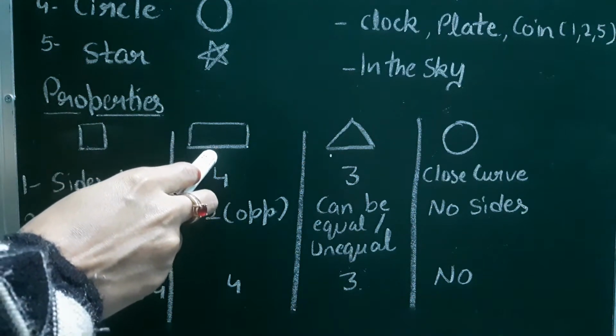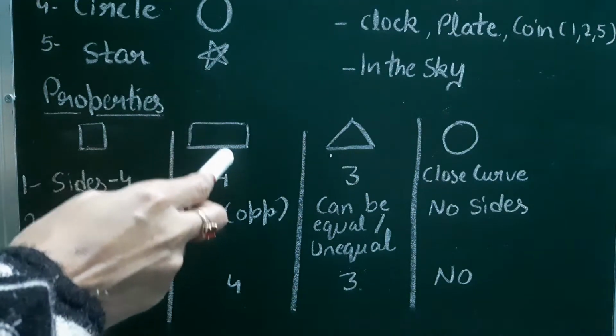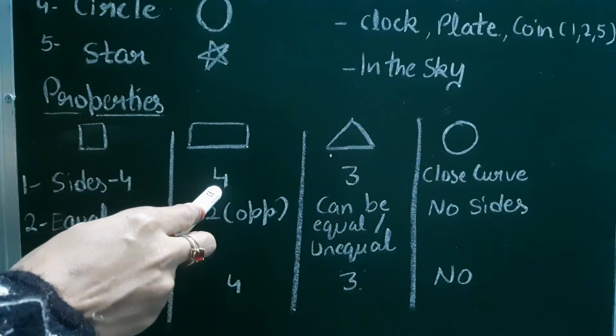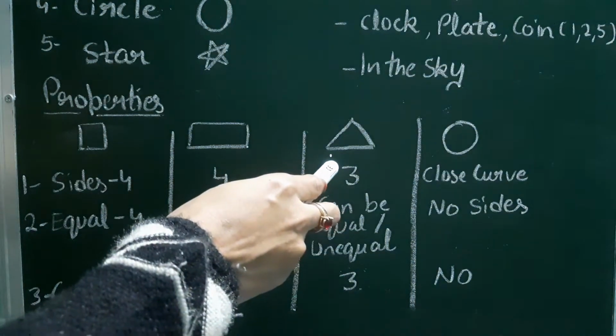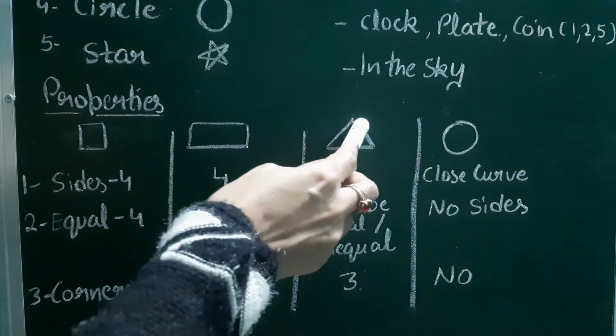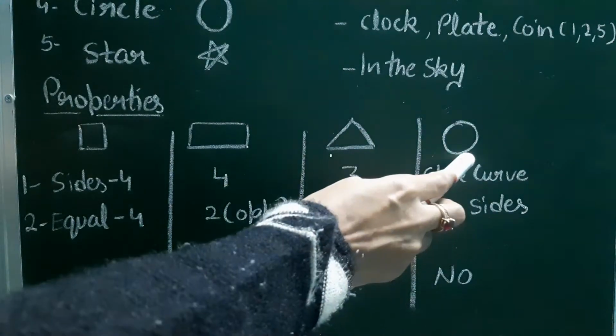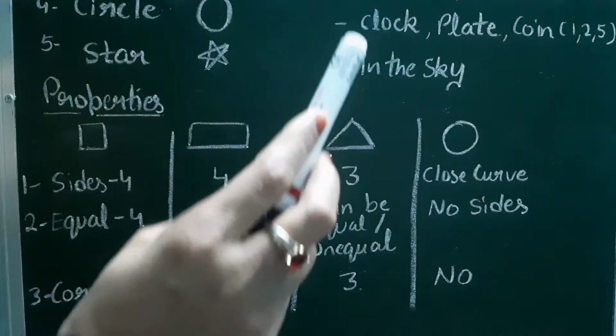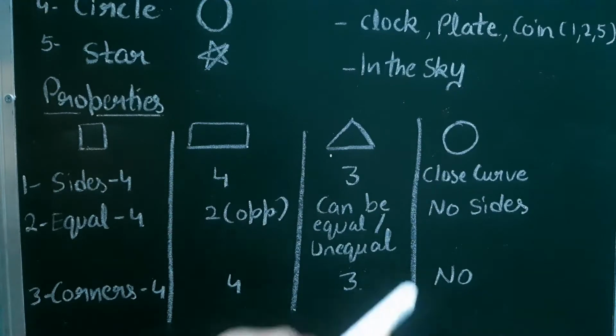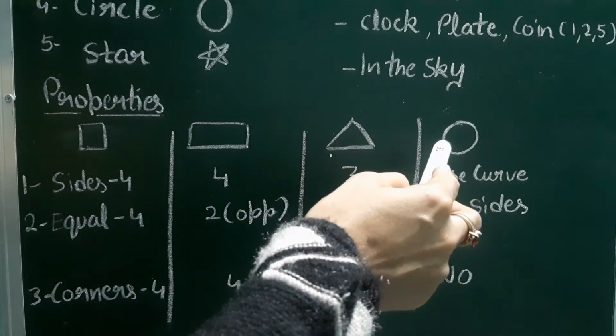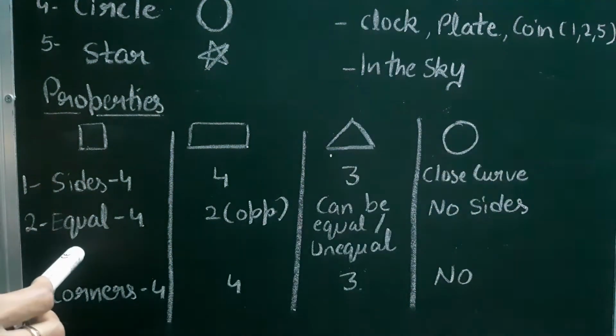Now comes the rectangle. In a rectangle there are also 4 sides: 1, 2, 3, 4. Then comes a triangle. In a triangle how many sides are there? 1, 2, 3. Means in a triangle there are 3 sides. Then comes the circle. In a circle there are no sides. Please keep this in your mind. This is a closed curve. Clear?